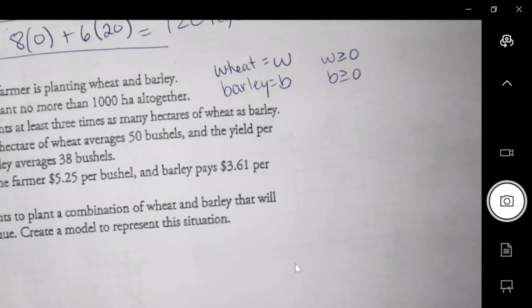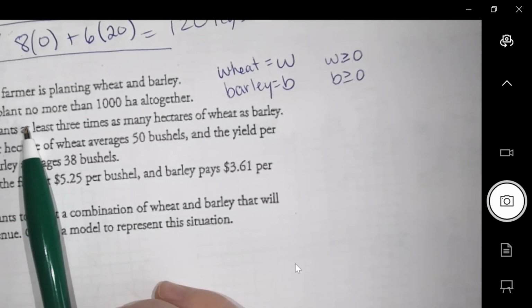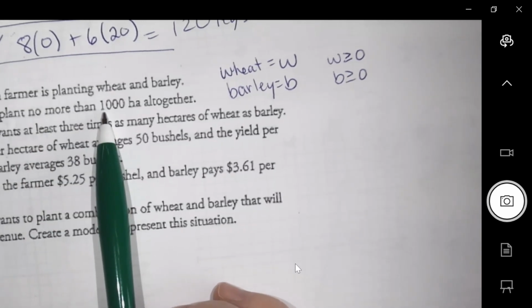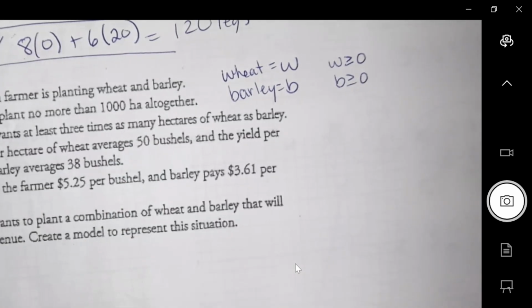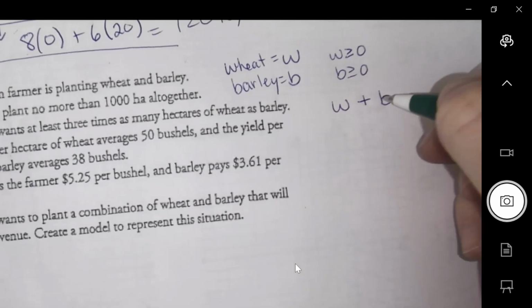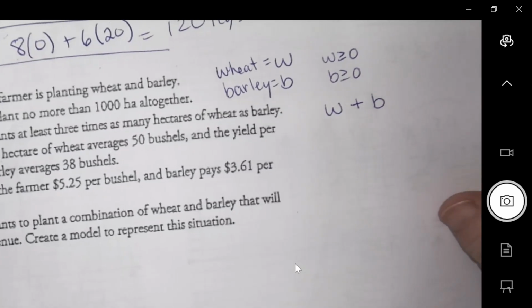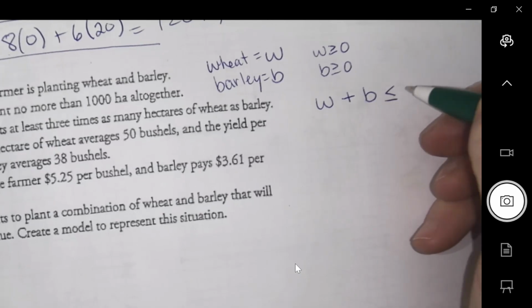Okay, so here's the first one. He wants to plant no more than 1,000 hectares altogether. So the wheat plus the barley altogether, how do you say no more than 1,000? Less than or equal to.